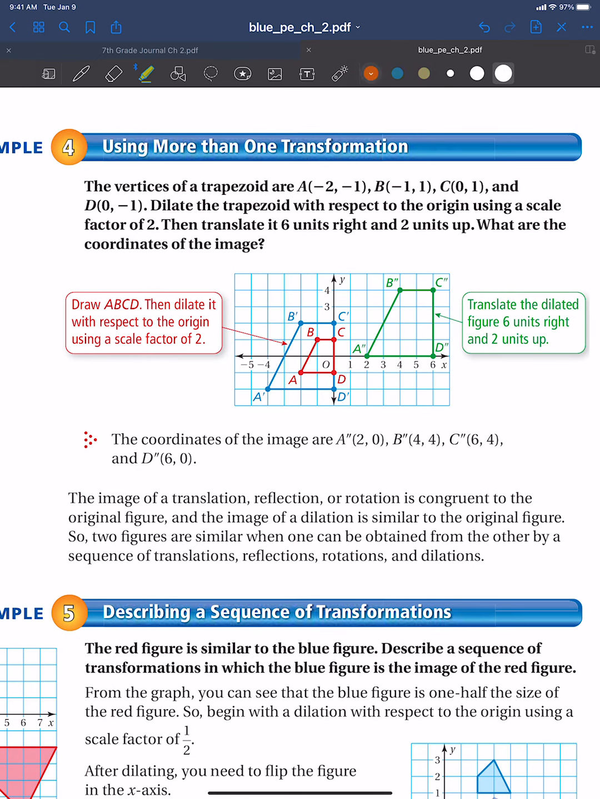I'm going to highlight some things for you. It says the vertices of trapezoid, the red one, is A, B, C, and D. I'm going to go and highlight that for you.